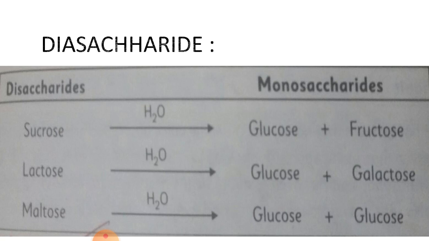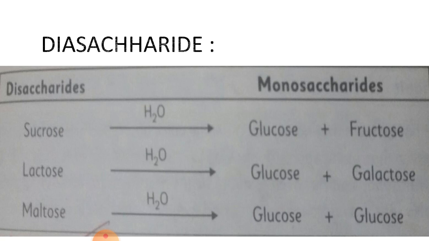These are the disaccharides. First of all, you can see sucrose is there. When it is hydrolyzed, the water written on the arrow shows that water is the medium, which means that the sucrose is hydrolyzed and it will produce two monosaccharide units, the glucose and fructose. Clear? And lactose, when it is hydrolyzed, gives us the glucose and galactose. Maltose is hydrolyzed to give glucose plus glucose.